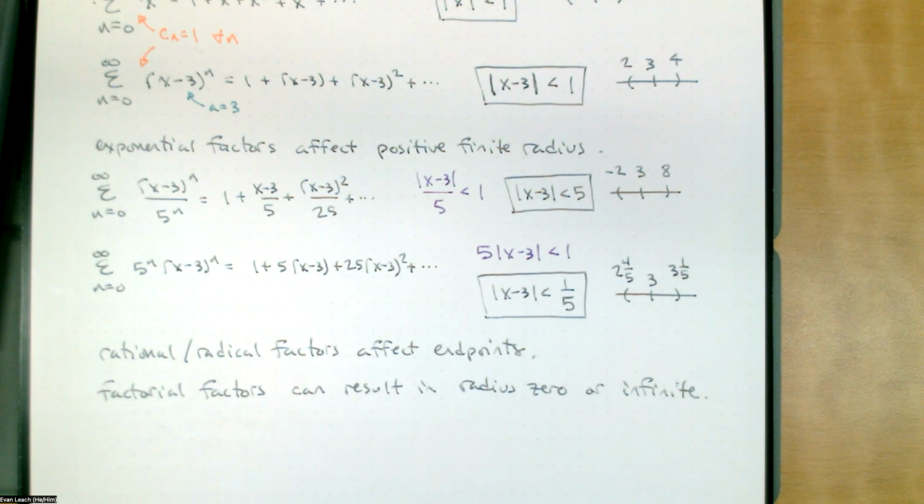These are the things that we're going to look for when we look at the general term of our power series. We want to think about where the middle is. That's going to be our base case. Our base radius is 1. Exponential factors are how we're going to make a different positive finite radius. Rational and radical factors are only going to tell us what's going on at the endpoints. And factorial factors means we should be on the lookout for 0 radius or infinite radius. Not a guarantee that we'll have a 0 or an infinite. But if there's one unchallenged n factorial in the denominator of our general term, we're probably going to have an infinite radius.